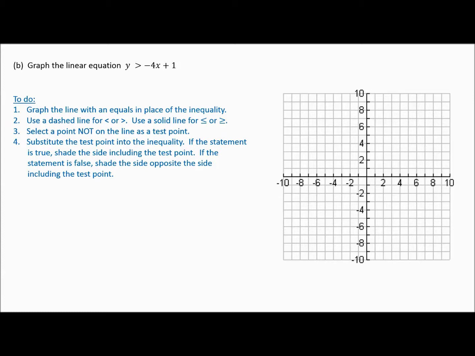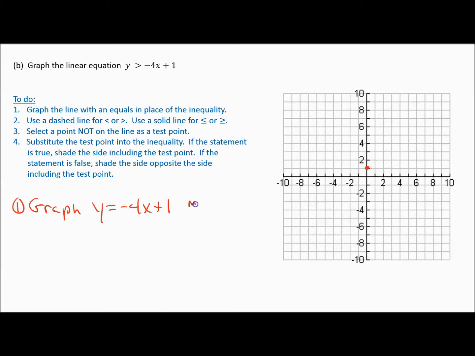Notice it says graph the linear inequality. We're going to graph y is greater than negative 4x plus 1. So notice step 1 here says graph the line with an equals in place of an inequality. So step 1, I want to graph y equals negative 4x plus 1. Now the good news is that's already in y equals mx plus b form, so my y-intercept is 1, so I'm going to make a mark there.